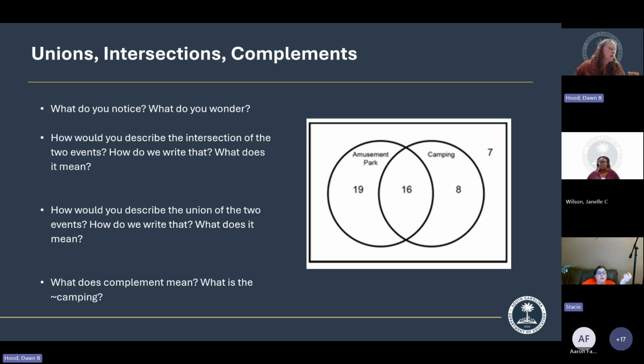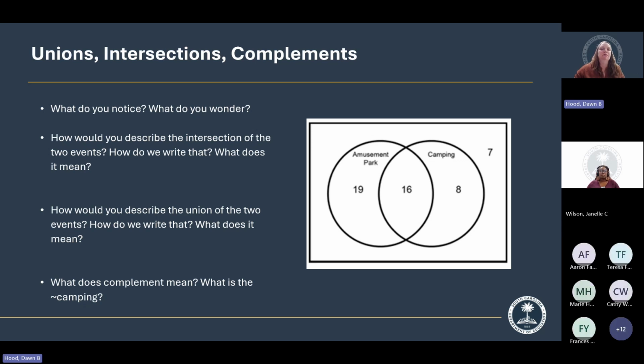So second question, how would you describe... You don't see my screen? You might have to refresh. Sometimes when you come back from a breakout room, it messes up what you see.